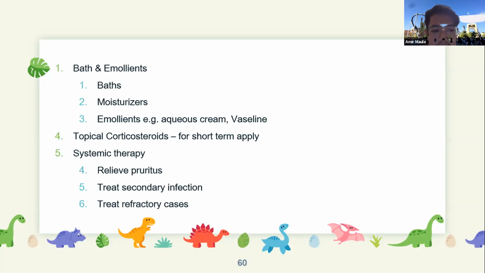The next one is systemic therapy, whose goal is to relieve the pruritus by giving oral antihistamine, treat any secondary infection, and also treat refractory cases if conventional therapy is not working. For the bath, emollient and topical corticosteroid, they have a stepped care plan approach: when to use emollients, when to use corticosteroid, and when to use both. You can read more about this in the PITS protocol.